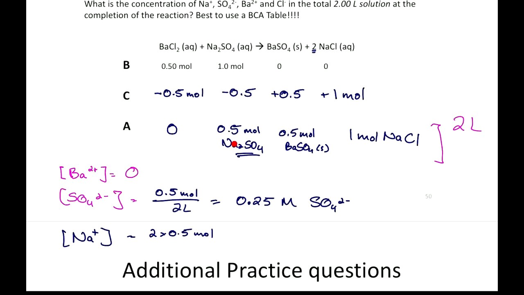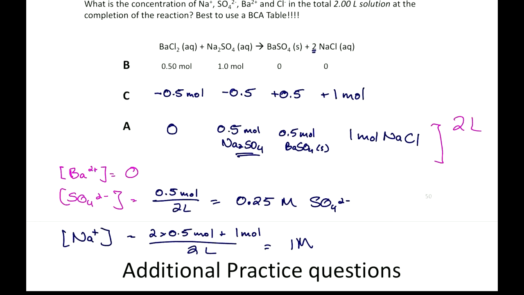There's more sodium present floating around, and it's coming from sodium chloride. So it's 2 times that half mole that's coming from sodium sulfate, and then 1 mole that's coming from that sodium chloride. All right, that's also floating around. And so then divided by 2 liters. And then that gives you, what's the answer there? 1? Is it 1 molarity? Okay. All right. Is it 1?